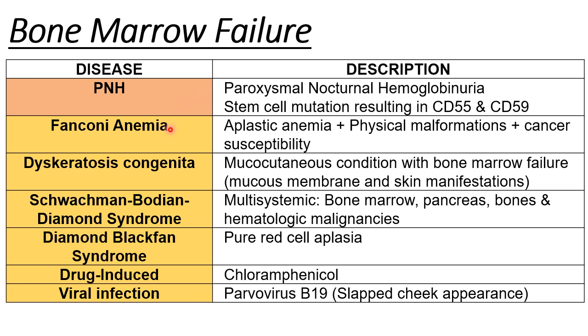And then next, your Fanconi anemia. Ito na yung mga fancy names natin, no? So, sa Fanconi anemia, meron kang aplastic anemia, meron ka ring physical malformation, no? May mga defects sa face and sa extremities, plus cancer susceptibility. Ibig sabihin, pwede ka mag-develop ng cancer of more than one cancer all around the body.